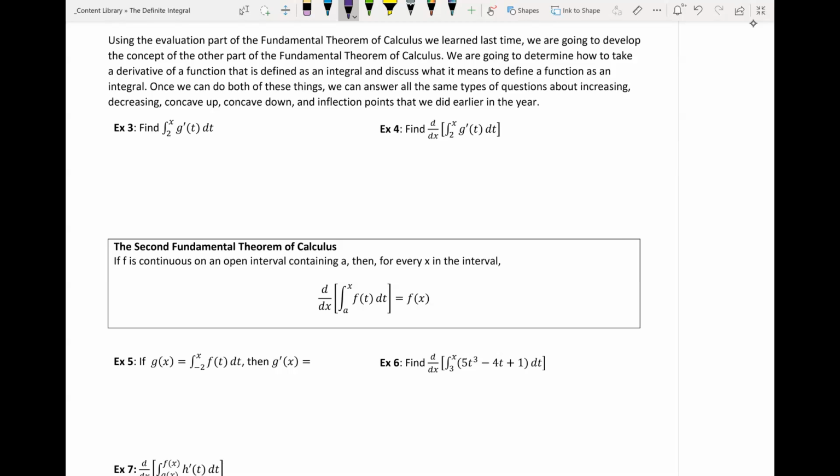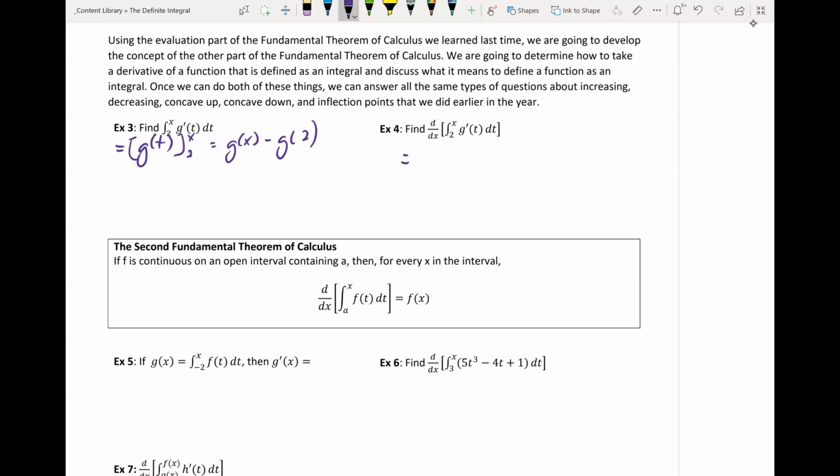So let's do example 3. If we want to find the integral from 2 to x of g prime of t dt, we would have to find the antiderivative of g prime of t, which would be g of t. And then we need to evaluate this from 2 to x, which would be g of x minus g of 2. And that's all the information we have, so we just have to leave it like that.